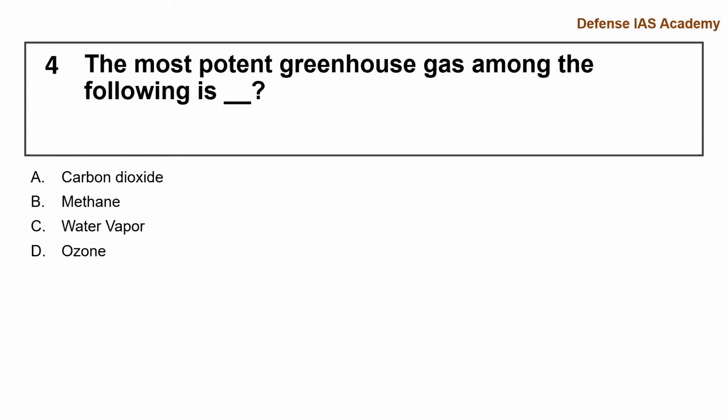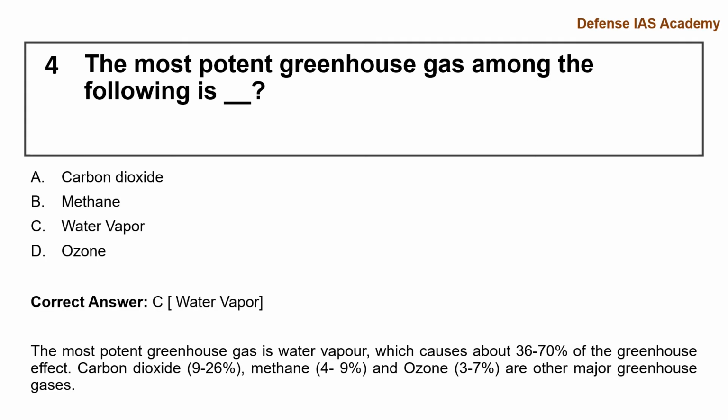Question 4. The most potent greenhouse gas among the following is? The correct answer is option C, water vapor. The most potent greenhouse gas is water vapor, which causes about 36 to 70% of the greenhouse effect. Carbon dioxide causes around 9 to 26%, methane is 4 to 9%, and ozone is 3 to 7%, which are the other major greenhouse gases. So, water vapor is the most potent greenhouse gas.